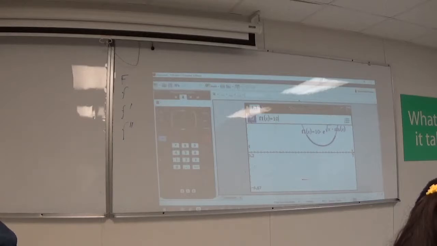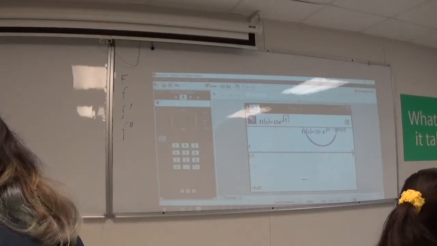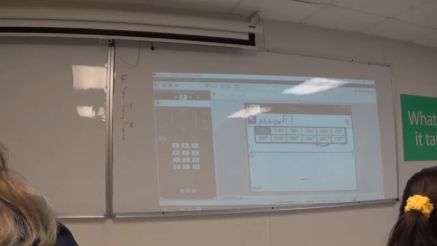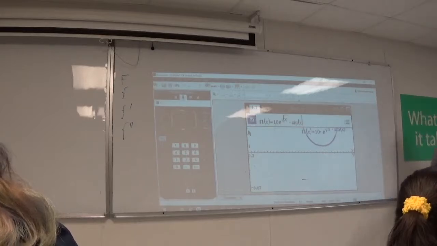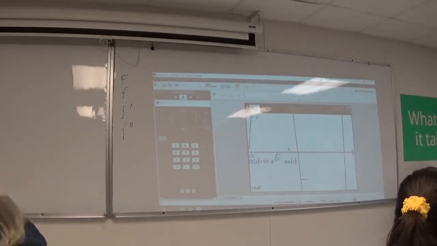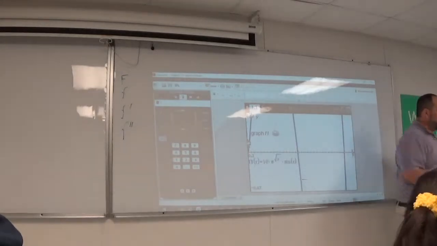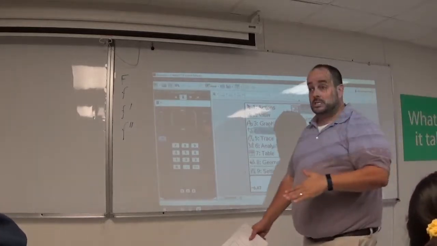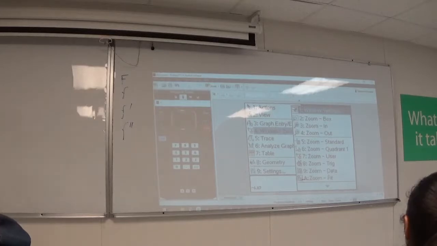Okay, that's looking pretty good. We've got the domain restriction in place. I just want to make sure I can see the whole graph. I want to see the highest high points and the lowest low points. Get them both. Okay, Daisy's got a good looking graph. Nice curves, Daisy.